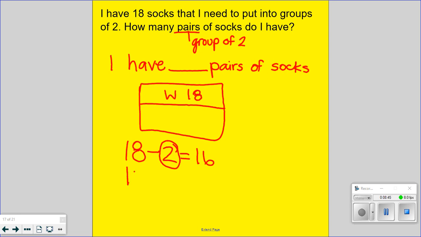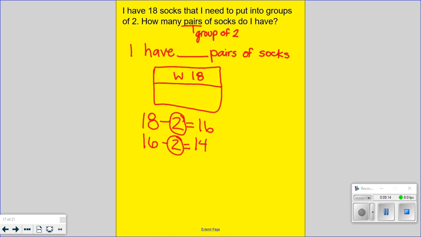So now I have 16 socks, and I want to make another pair. How many socks do I need to make a pair? 2. So I'm going to take away my 2, make them my group. There's my group of 2. Now how many socks do I have left in my pile? Macklin? 14. Can I still make pairs? All right, let's keep going.